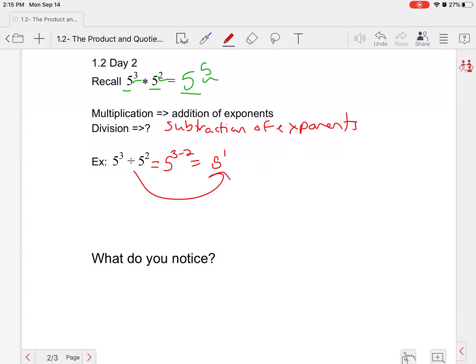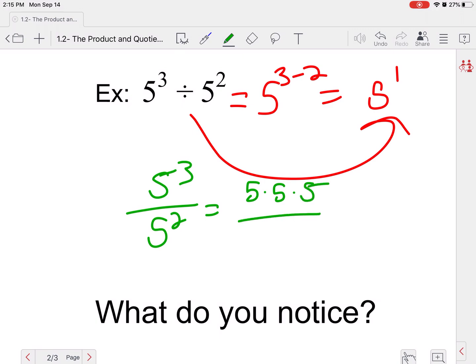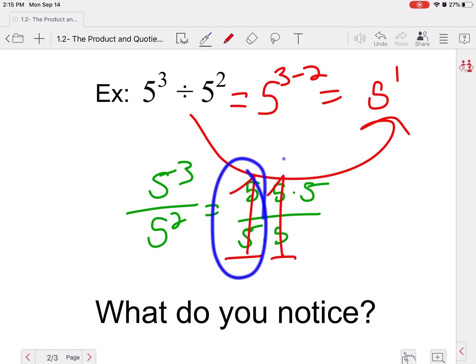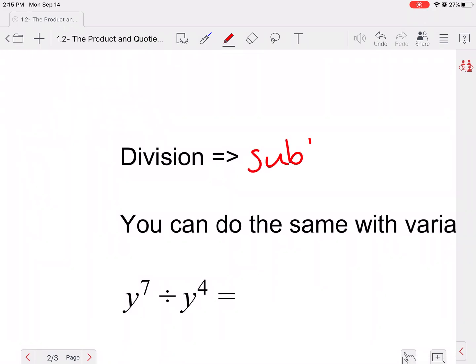We're going to subtract. Another way to think of this and why this works is if we wrote this as a fraction, 5 cubed over 5 squared. 5 cubed means 5 times 5 times 5, and 5 squared means 5 times 5. And we know that 5 over 5 equals 1. So this 5 over 5 would now be 1, and this 5 over 5 would be 1. And 1 times 5 would be 5. So that's why we can subtract them, and it works. Okay? So division is subtraction of exponents.